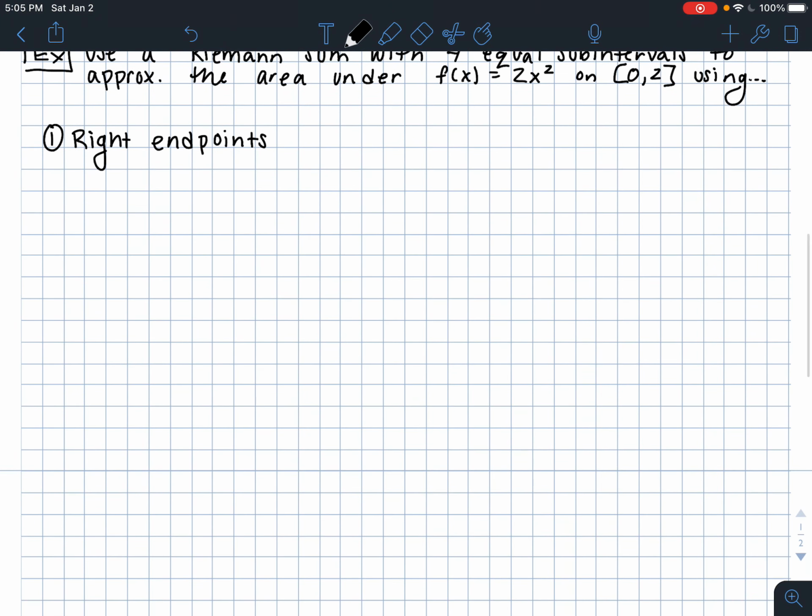So this is a pretty straightforward graph, very easy to sketch. So I'm going to go ahead and sketch it for each problem that we do.